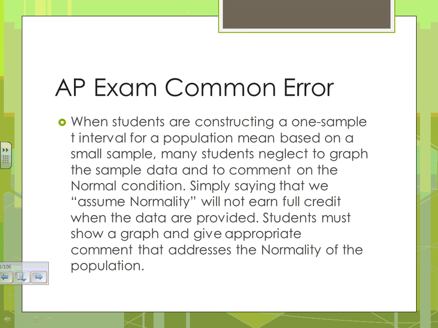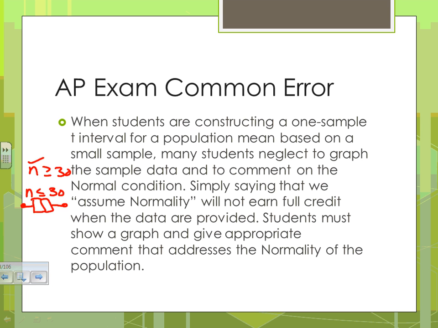An AP exam common error. When students are constructing a one-sample t-interval for a population mean based on a small sample, many students neglect to graph the sample data and comment on the normal condition. So for instance, if your n is greater than or equal to 30, you just need to state that the central limit theorem applies. But if your n is less than 30, you need to show this. Now I know you can't show it for me, so you just have to describe what you're doing because there's no way for me to see it. But definitely put it on the AP test, okay?